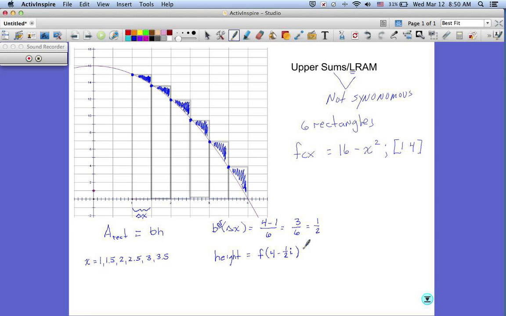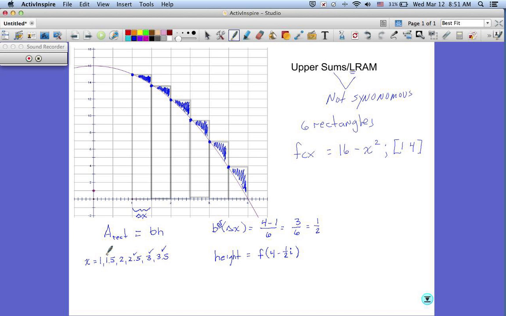So think about this. When i is 1, I'm plugging in 4 minus a half. I'm plugging in 3.5. Check. When i is 2, I'm plugging in 4 minus 1, that's 3. When i is 3, I'm plugging in 4 minus 1.5. That's 2.5. So on and so forth until I get to my 6th rectangle.